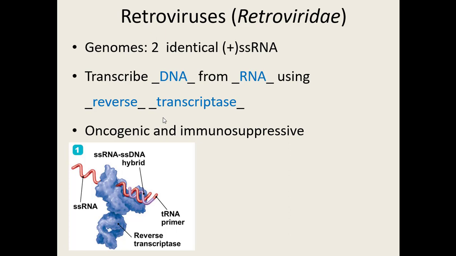And they can transcribe DNA from RNA. So they can make DNA from RNA. And they do that using the enzyme called reverse transcriptase. Now, viruses in this group are going to cause one of two issues. Neither of them are good. The first issue is they can be oncogenic, which means that they can generate cancer or they are cancer-causing. The next group is called immunosuppressive, which means, as the name implies, they are going to suppress the immune system, and that's where the HIV comes from.